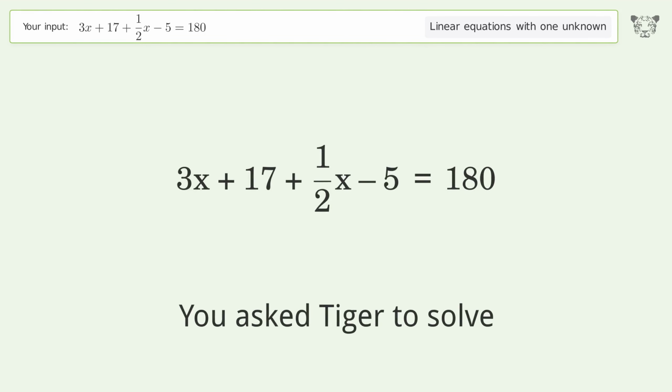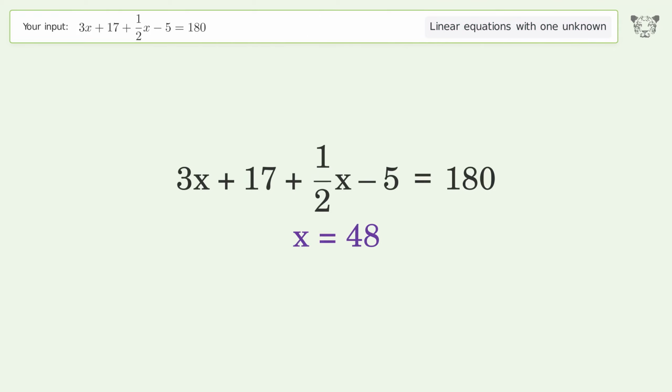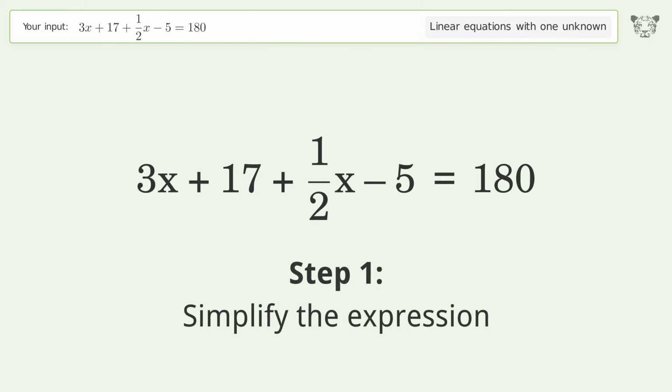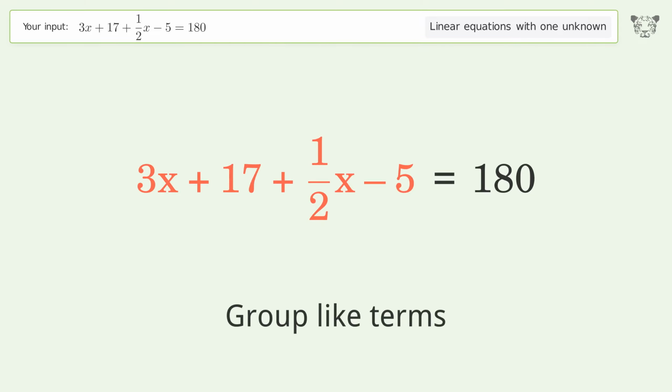You ask Tiger to solve this. It deals with linear equations with one unknown. The final result is x equals 48. Let's solve it step by step. Simplify the expression. Group like terms.